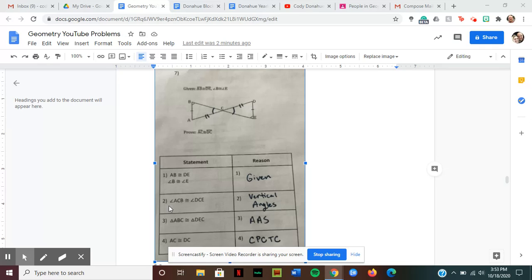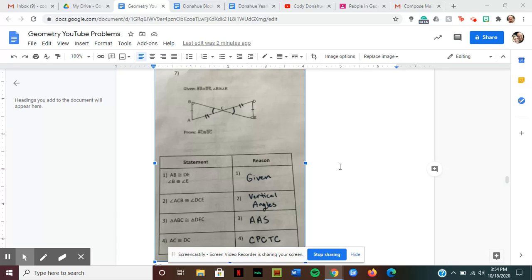Our next statement states angle ACB, so that'll be this angle right here, is congruent to angle DCE. If we look at these two angles, ACB and DCE, we remember back to Unit 1 and to Unit 4, and we also recall it in this unit as well. ACB and DCE are vertical angles.